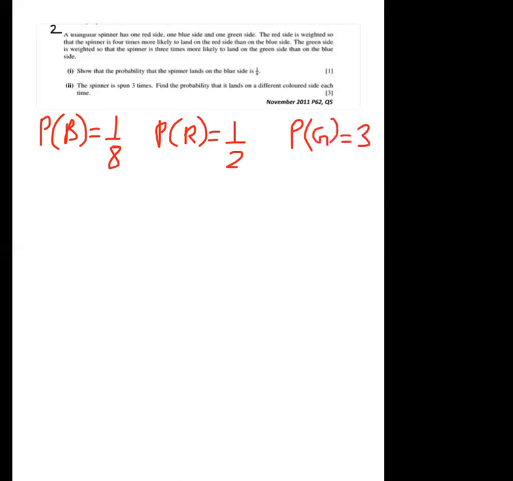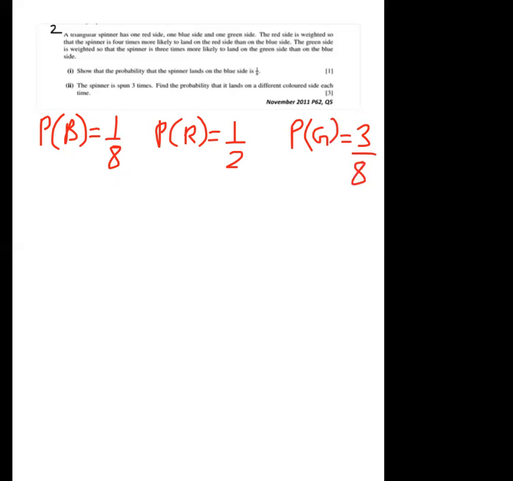So from this, we know that the probability of blue was X, that is 1 over 8. Probability of red was 4 times this, so that becomes 4 times 1 over 8, that's 1 over 2. And probability of green was 3 times the probability of blue, so the probability of green is 3 times 1 over 8, so 3 over 8.